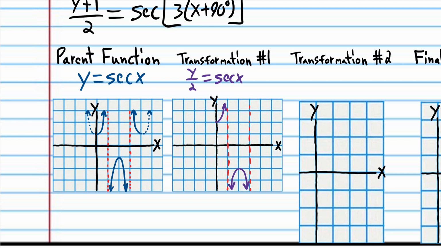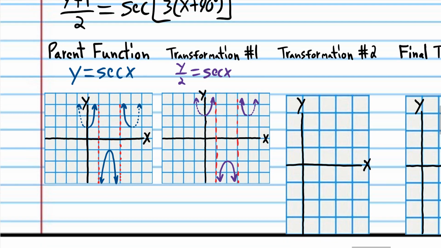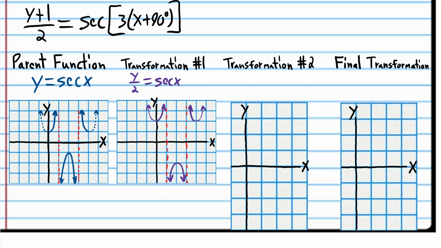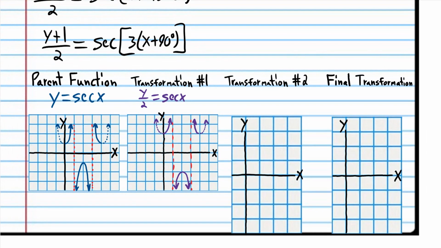And I'm going to erase that. We're just going to draw one cycle there. You don't have to draw the dotted part. Okay, so now things are getting kind of scrunched in here, so we're now going to compress horizontally.